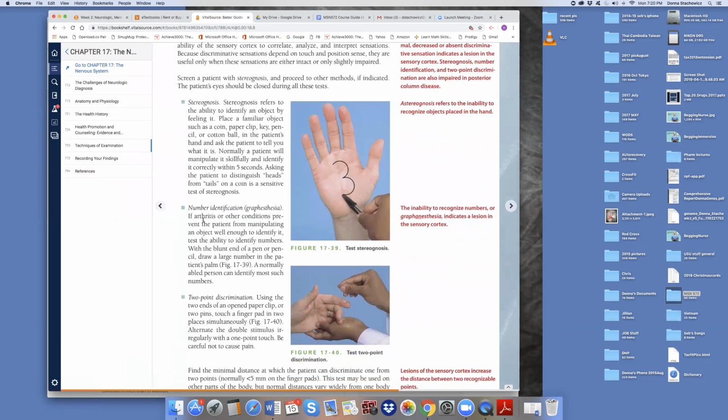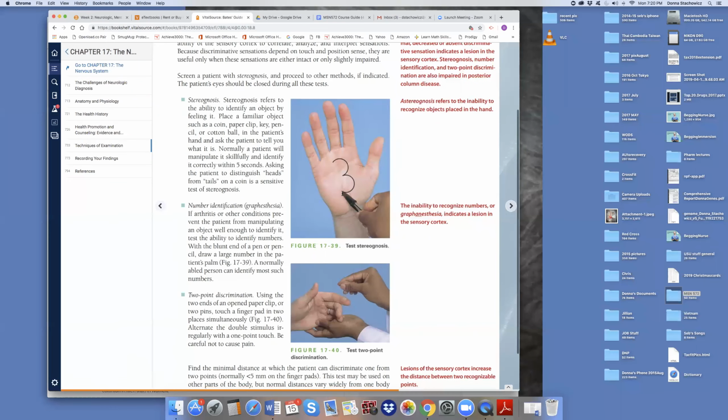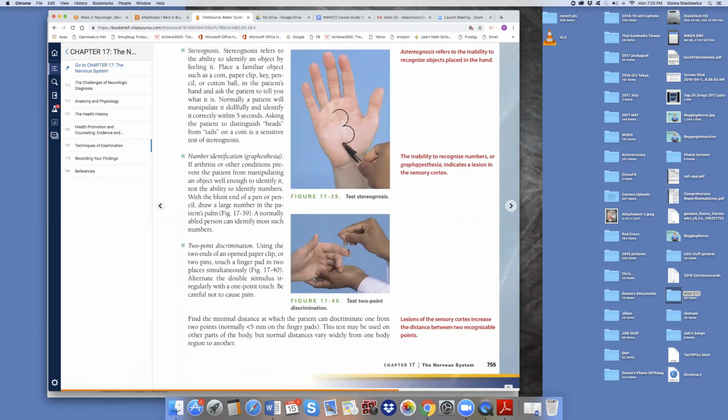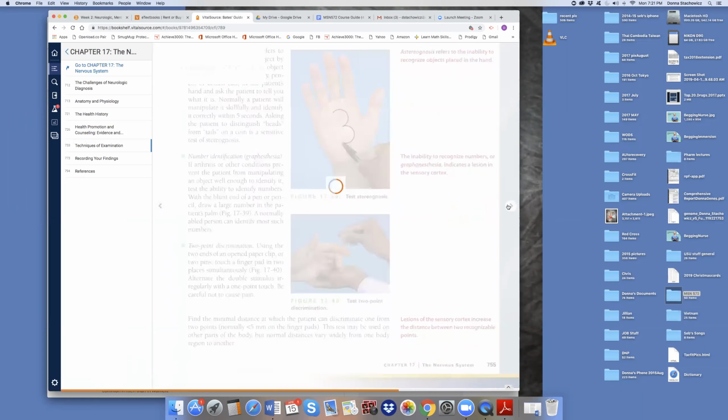And the other test you can do is called graphesthesia. Graphesthesia, you would draw a number, just like it shows on my screen, in the patient's hand, and ask them to try to guess what it is, and you do that on both sides. Another test that's common is 2-point discrimination. You can pick up an open paper clip and do this easily, and you ask the patient to close their eyes and without looking to tell you if you are touching them with 1 point or 2.